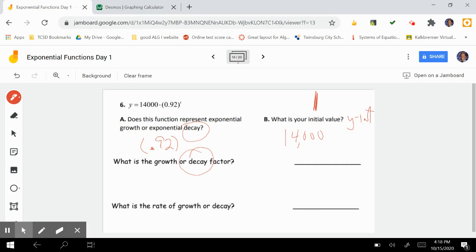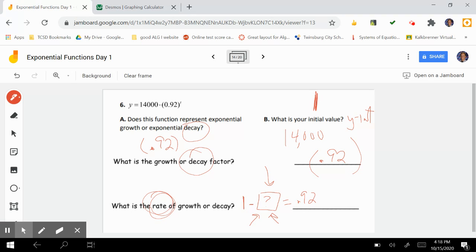Is this growth or decay? Again, it's decay. And that's going to be what's inside of parentheses, the 0.92. And now here's the tricky part. How do we get the rate? Because some of us see that 0.92 and say, ooh, it's 92%. Not so fast. We need to say 1 minus what number, question box like Mario, gets me 0.92. This is the value we're looking for.